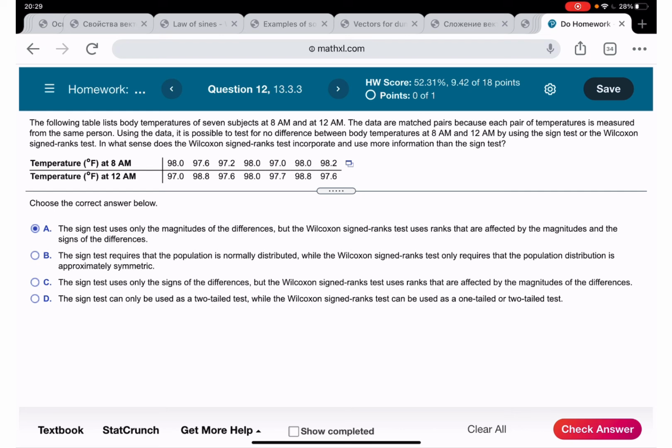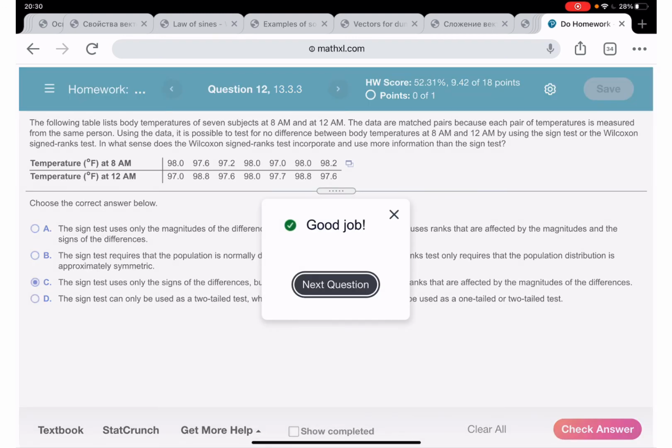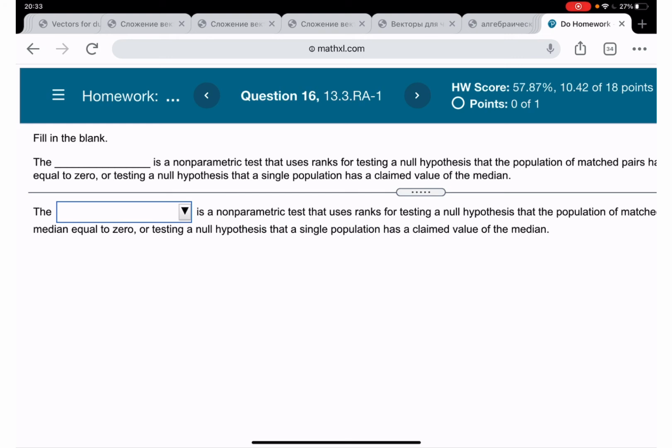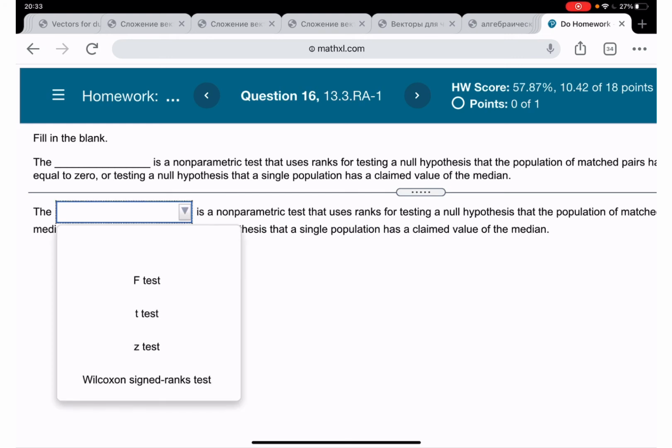Because, which one was that? Sign rank tests that are affected by the magnitude of the difference. Is it the same thing? Let me check. A and C. Test uses only the magnitude. No, this is not right. Uses only the sign of differences. Yeah, I was making the wrong choice. Sign of difference, but the signed rank. Okay. Looks like it's C. Good job.